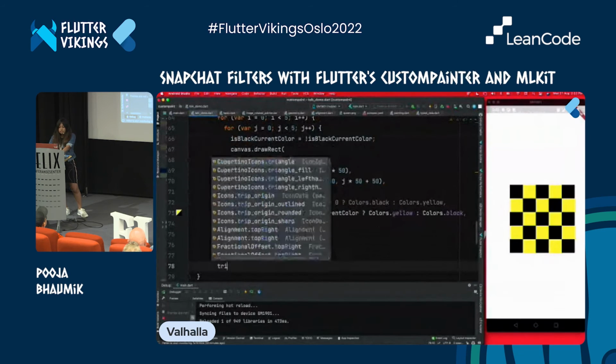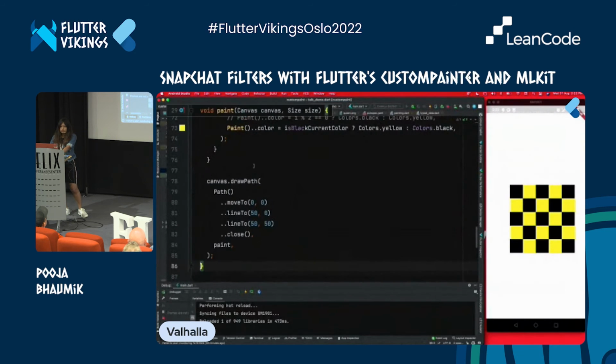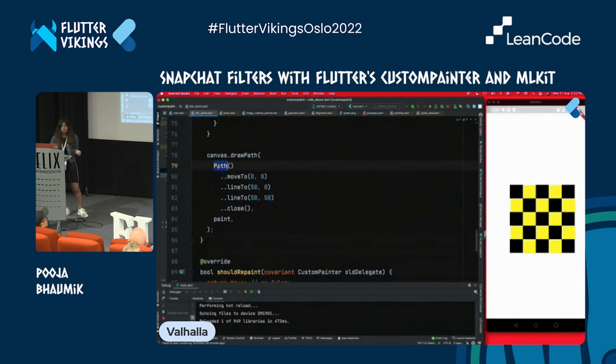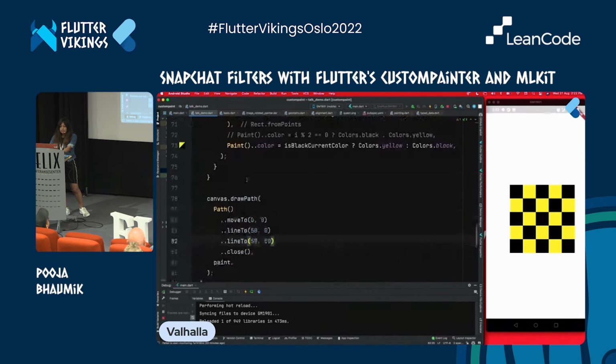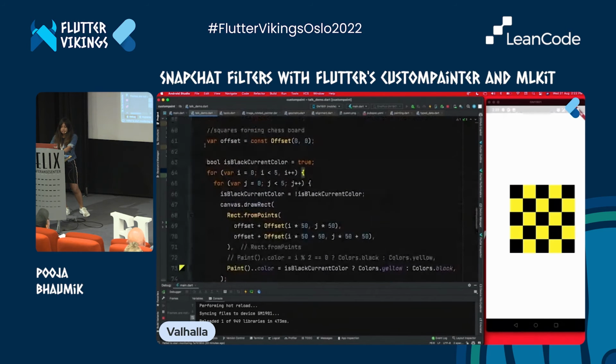And then you can also draw paths. So here, to draw a triangle, you can have the path object where it says, hey, move first to 0, 0, then move the x, y to 50, 0, and then move the x, y to 50, 50, and that will create a triangle. So let's see that.